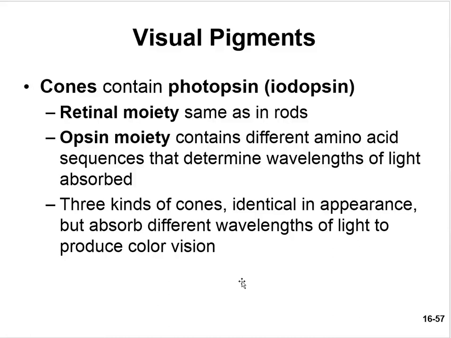Cones have a pigment called photopsin or iodopsin. Retinal moiety is the same as the rods. The moiety is like a mixture. The opsin moiety or mixture contains different amino acid sequences and then therefore would respond to different wavelengths of light. Then the three kinds of cones are identical in appearance, but they absorb the different wavelengths of light to produce our color vision.